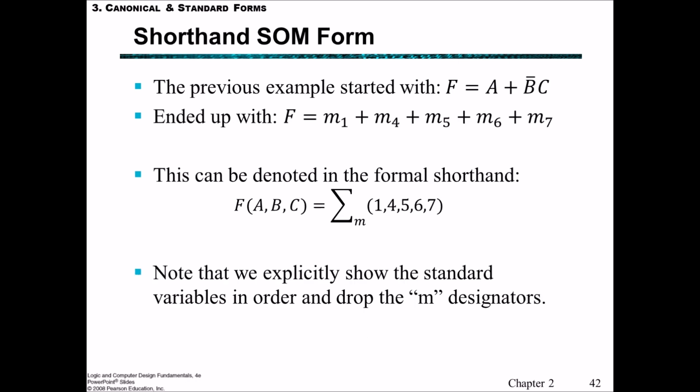So there's another shorthand version of the sum of minterms, which is easier to write, and you will often see it like this going forwards. In the previous example where we had f equal to a or not b and c, we ended up with this expression, and we could also denote this in shorthand using the summation sigma sign with a little m as a subscript, and then we simply list the indices. So we list 1, 4, 5, 6, and 7 in this way.